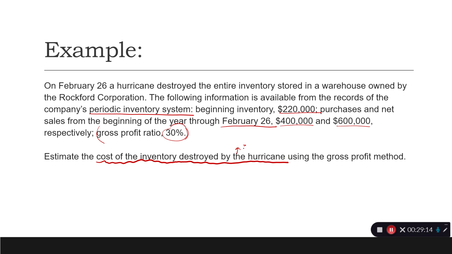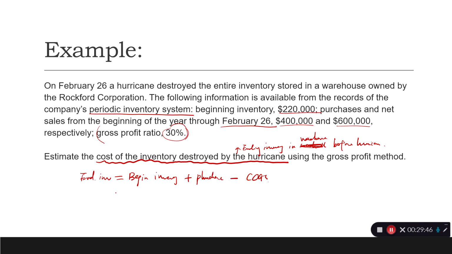So basically, what was the ending inventory in the warehouse before the hurricane, right? Okay, so what we do here is, ending inventory equals beginning inventory plus purchases minus cost of goods sold. So we know the beginning inventory is 220,000, right? And the purchases we know here is 400,000. And then how do we know cost of goods sold?